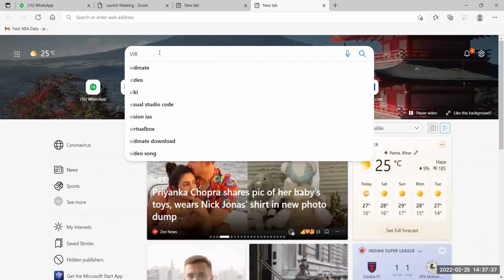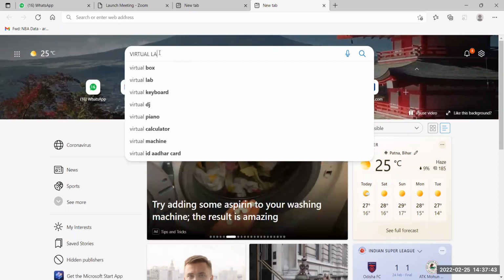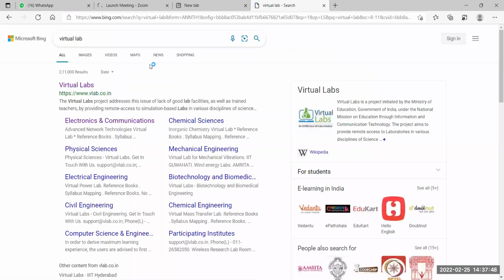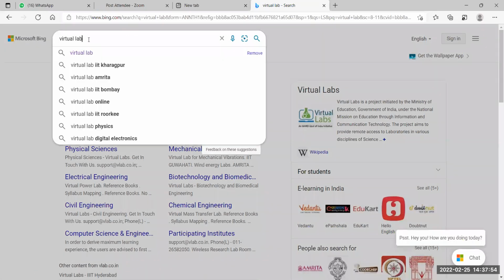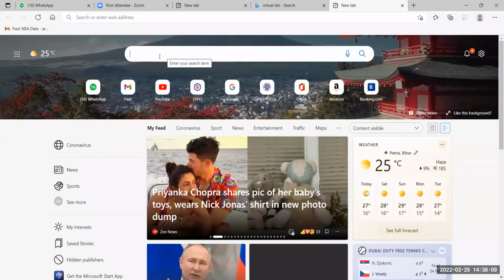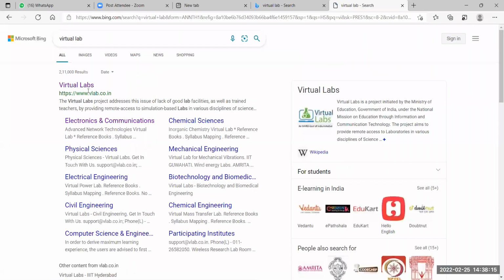Here I'm showing the virtual lab. To get to the virtual lab, first you must search here for virtual lab, then electronics and communication.